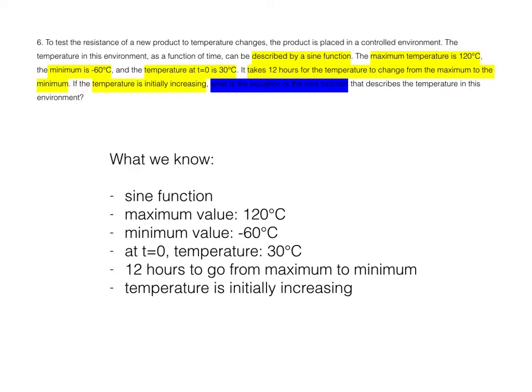I will now pick out the key points highlighted in yellow and write them in point form to organize all the information. So here's what we know. It's a sine function. Its maximum is at 120 degrees Celsius. Its minimum is at negative 60 degrees Celsius. At t equals 0, it is 30 degrees Celsius. It takes 12 hours to go from the maximum to the minimum, and the temperature is initially increasing.